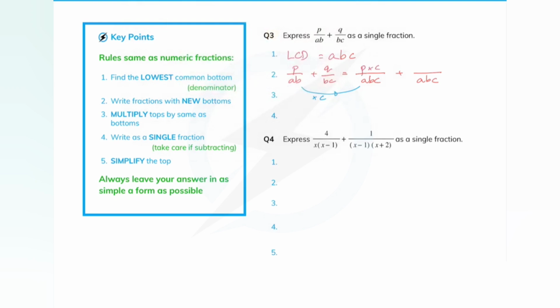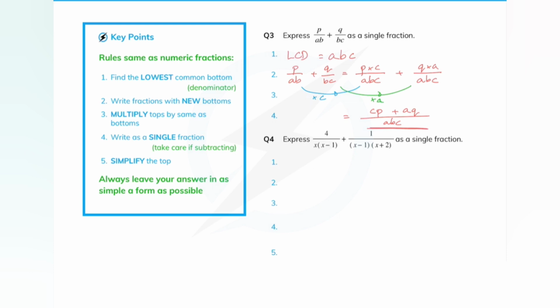That's P times C. And then what about the second fraction? Well, I multiply BC by A to get ABC. And so I've got Q times A. And if I now write it all over ABC, and again, because I like things to be in alphabetical order, I'm going to write P times C as CP and Q times A as AQ. And no more simplification is needed.